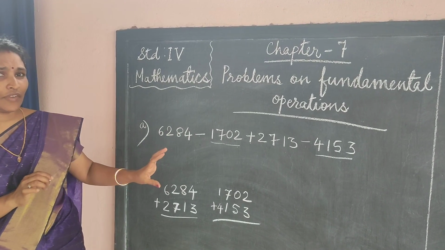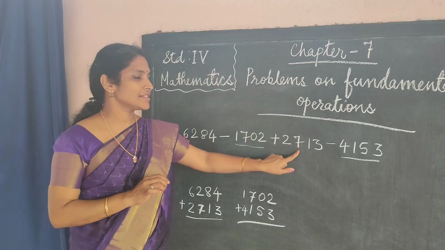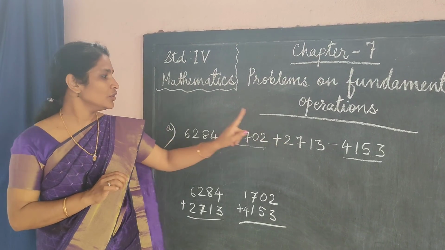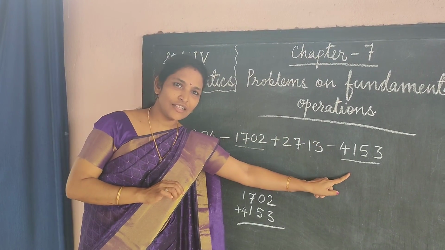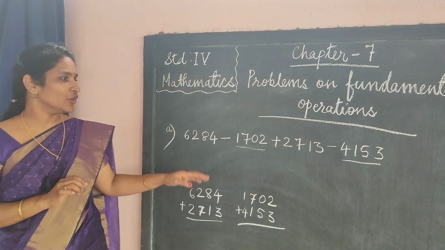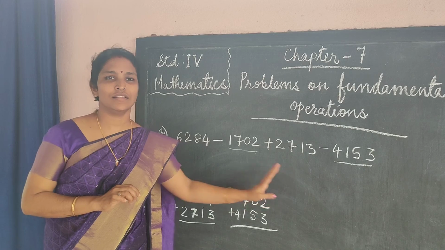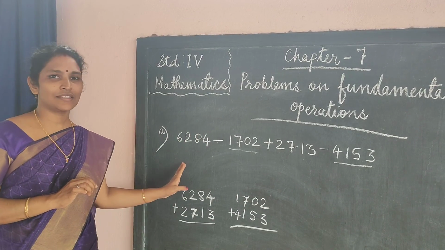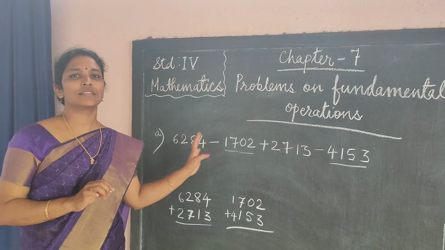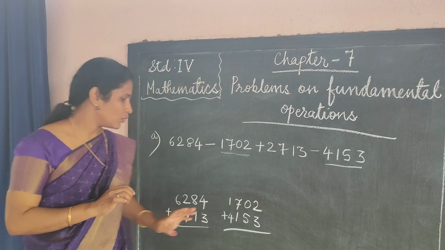Then first step, what we do? Add the numbers with plus signs. Second step, what we do? Add the numbers with minus signs. Then in the third step, what we do? From the first sum, we minus the second sum. From the sum of the plus signed ones, we minus the sum of minus signed ones.